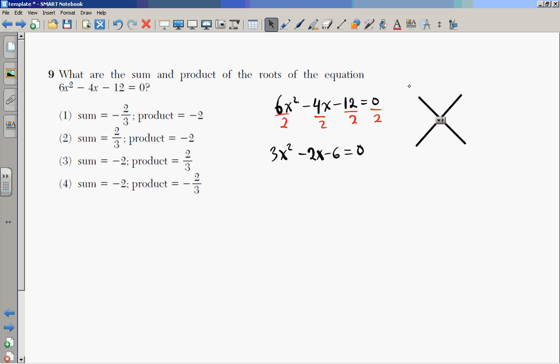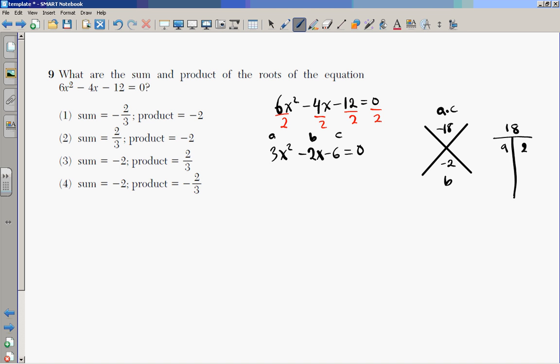Alright, so now AC goes on top using the AC method, and then B goes on the bottom. This is A, this is C, and this is B. So AC is 3 times negative 6, which is negative 18, and B is negative 2. Are there any two numbers that multiply to give you 18 that add or subtract to give me negative 2? Well, let's see. For 18, I have 9 times 2, 18 times 1. What else?